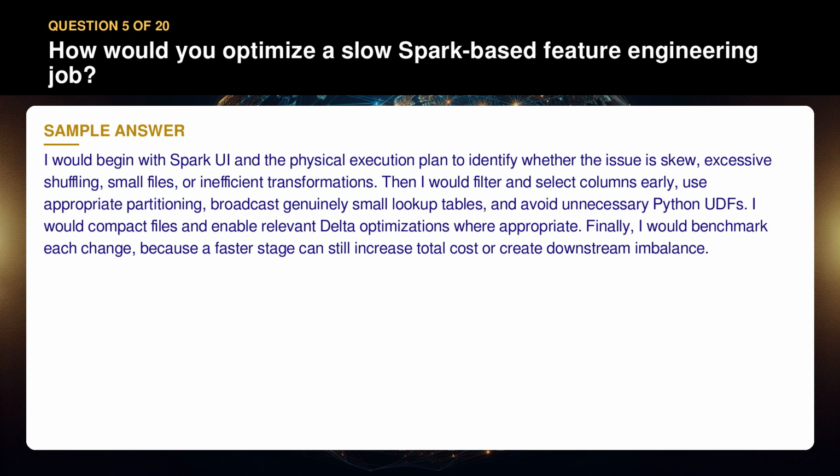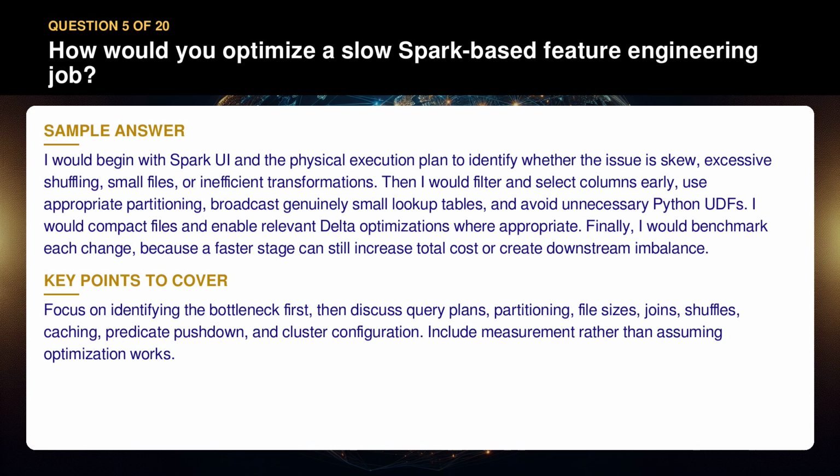Finally, I would benchmark each change, because a faster stage can still increase total cost or create downstream imbalance. Focus on identifying the bottleneck first, then discuss query plans, partitioning, file sizes, joins, shuffles, caching, predicate pushdown, and cluster configuration. Include measurement rather than assuming optimization works.